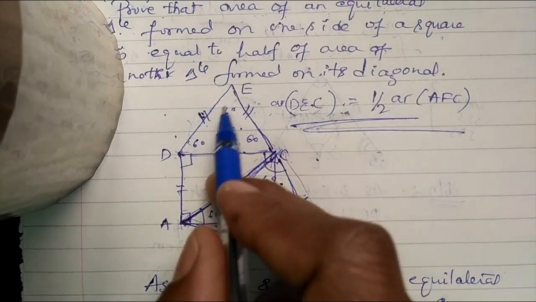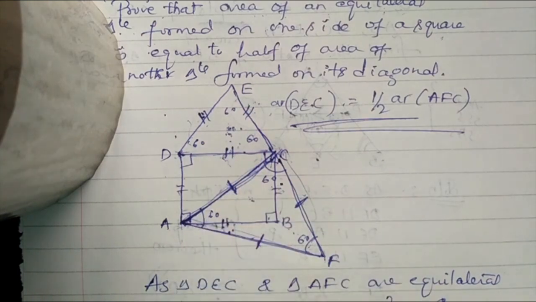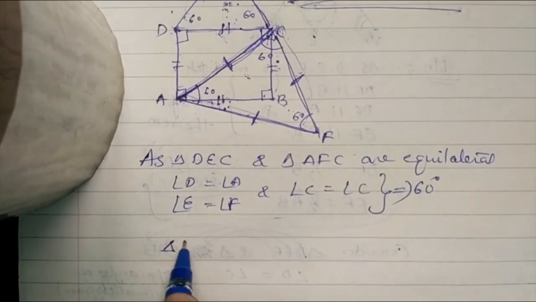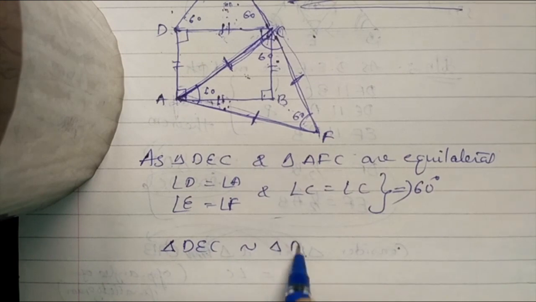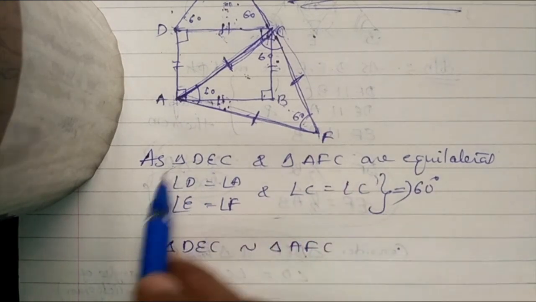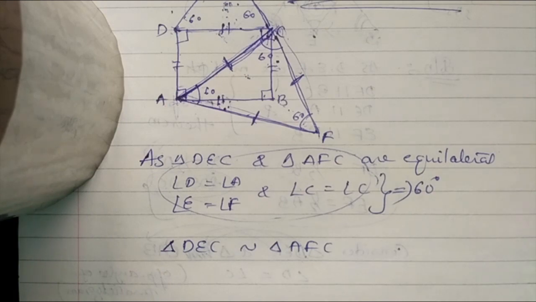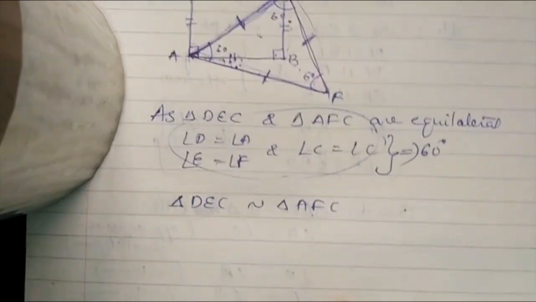All three angles of AFC and the three angles of DEC are equal because both are equilateral triangles. All equilateral triangles are similar but not congruent. For two equilateral triangles to be congruent, the sizes should be equal. But all equilateral triangles are similar because in an equilateral triangle all three angles are always 60 degrees. Therefore, triangle DEC is similar to triangle AFC, because all three angles measure 60 degrees.